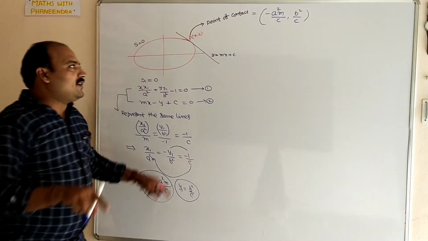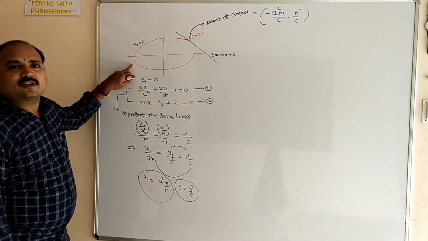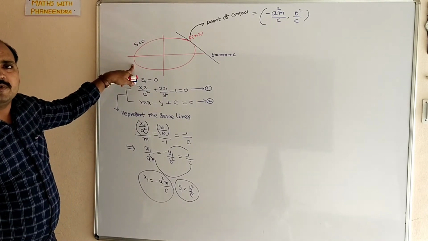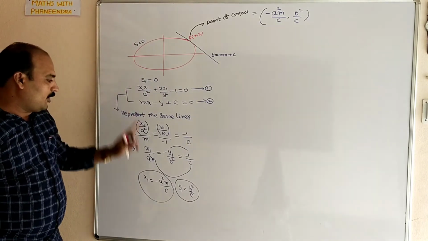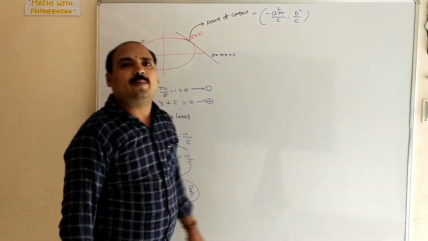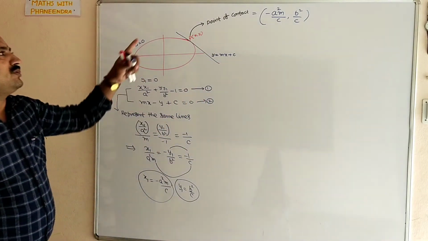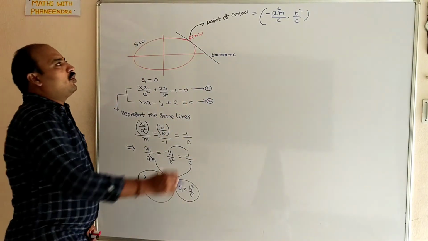If the line y is equal to mx plus c touches the ellipse x square by a square plus y square by b square equal to 1, then the point of contact is minus a square m by c comma b square by c. Any line like this they will ask you, you can use the condition, point of contact.